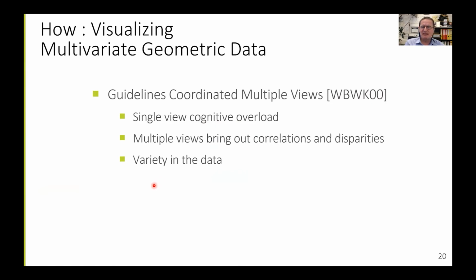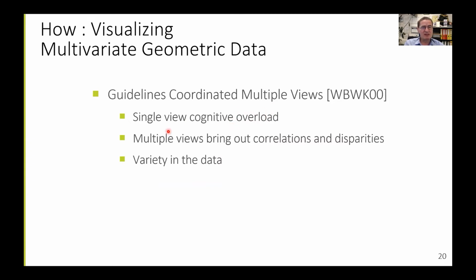So the next would be, so we have thought about how to tie this data into data taxonomy and also task taxonomies. The next thing is, how about visualization? What would be good approaches to visualize these multivariate geometric data? There have been guidelines when to use coordinated multiple views. So if a single view is a cognitive overload, the data is too complicated, you use faceted representations.